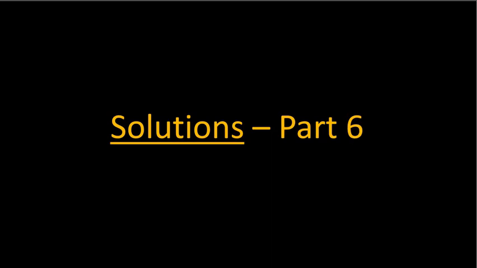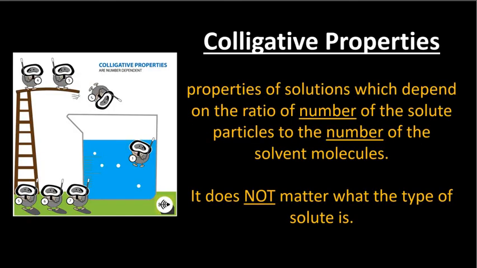Today we are going to be talking about something called colligative properties. Now, these, although the definition looks a little confusing, are not horribly confusing. Reading the definition, colligative properties are the properties of solutions which depend on the ratio of the number of the solute particles to the number of the solvent molecules. Okay, so basically you just have to look at how many particles versus how many molecules. It's not horribly different.